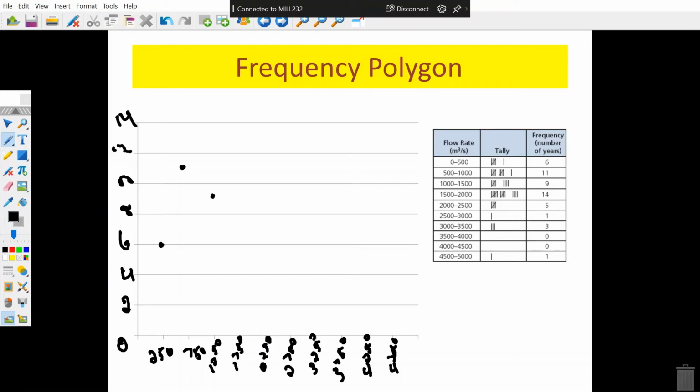And I'll just fill in a few more here. 2,250 is 5 times. 2,750 is once. 3,250 is 3 times. These ones are 0. We'll leave them down there. And the midpoint of 4,500 to 5,000 is 4,750, and that happens 1 time. And now what we can do is connect our dots.